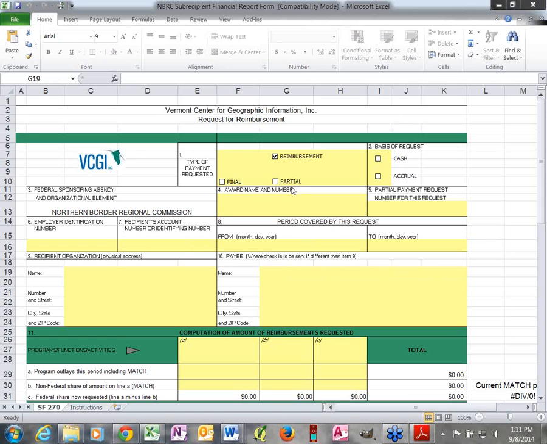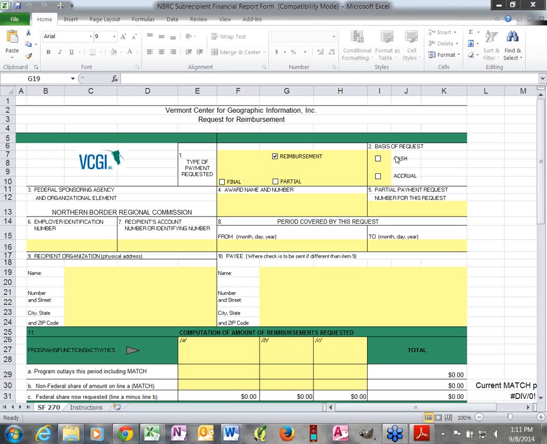So as you can see, the first thing is the type of payment requested. Yours are all reimbursements, so that's sort of automatically there and checked. And the other two boxes are just to indicate whether this is a partial payment, meaning we're just in the middle of the grant and you're asking for a reimbursement for the portion that's been done so far, or whether this is the final request.